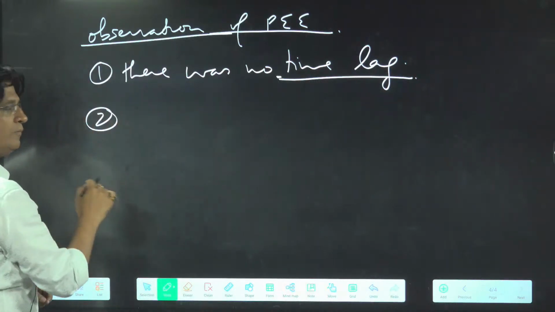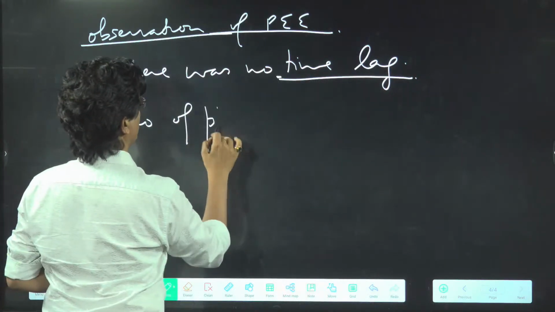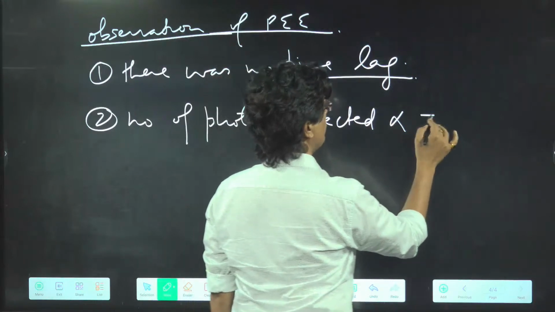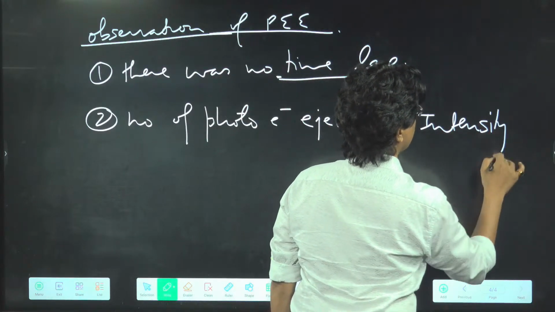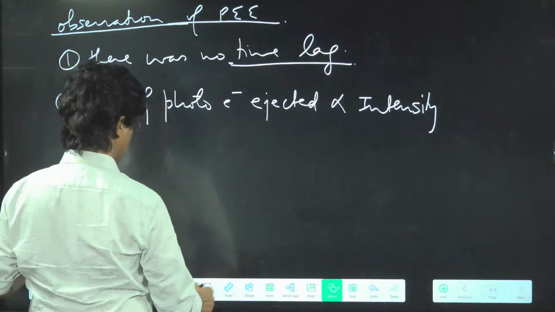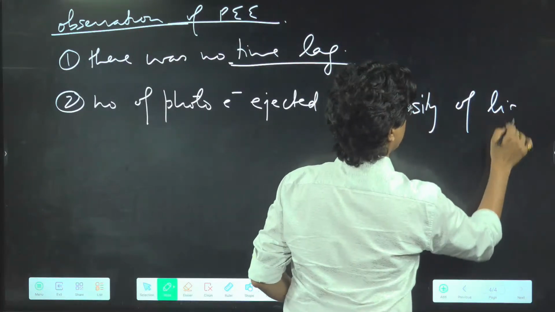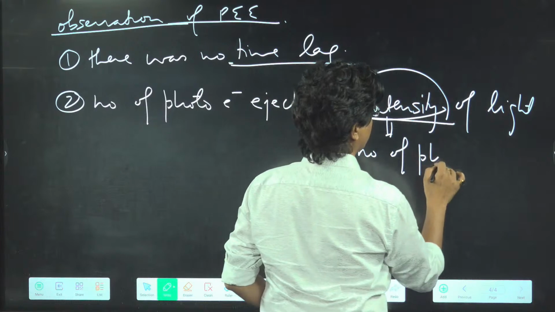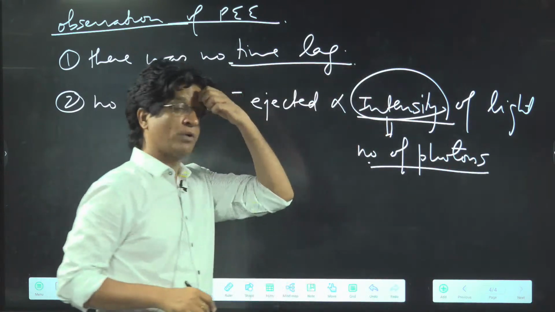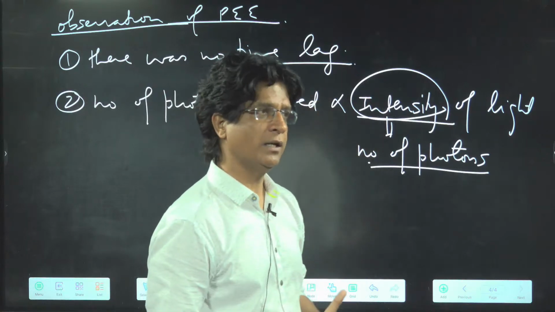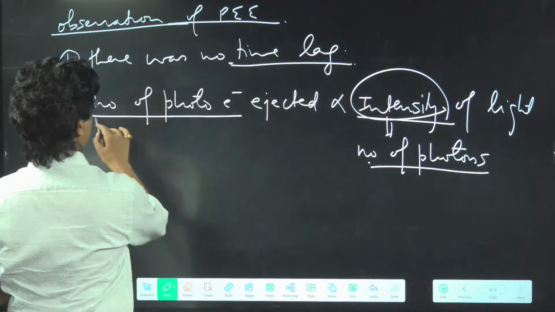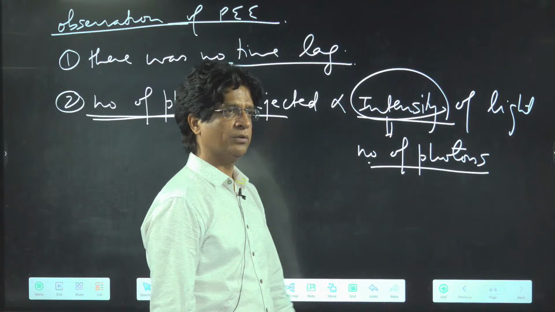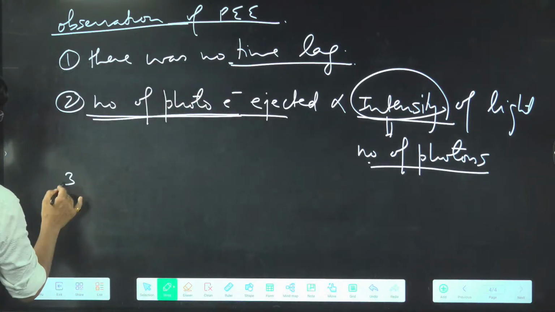Second one, the number of photoelectrons ejected or emitted was proportional to the intensity of the incoming light. Here intensity means number of photons. That means the more the number of photons, the more is the intensity of the light. So the number of photoelectrons ejected was proportional to the intensity of the light, or you can say the number of photons incident on the surface of the metal.